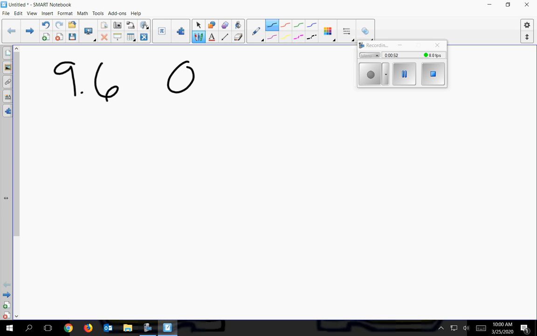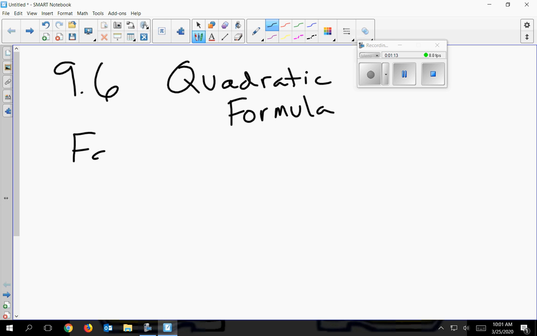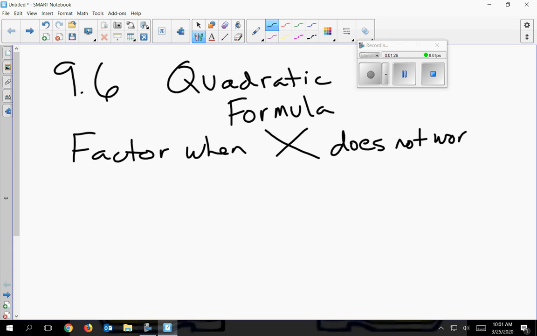And if you want to hit pause and go find your packet, you can, but you could just use a piece of paper. So if you want to hit pause and go find something to do this with, go ahead. Okay, the quadratic formula is something to be able to factor when I can't factor something, okay? And I could use it in place of factoring too.